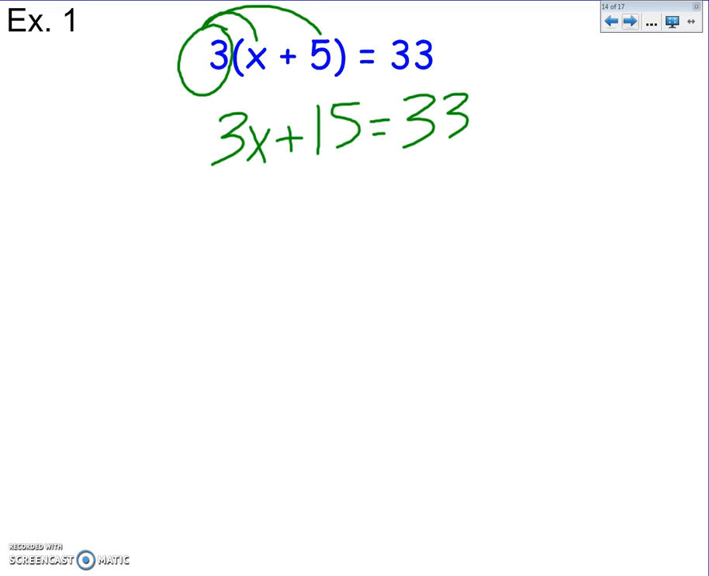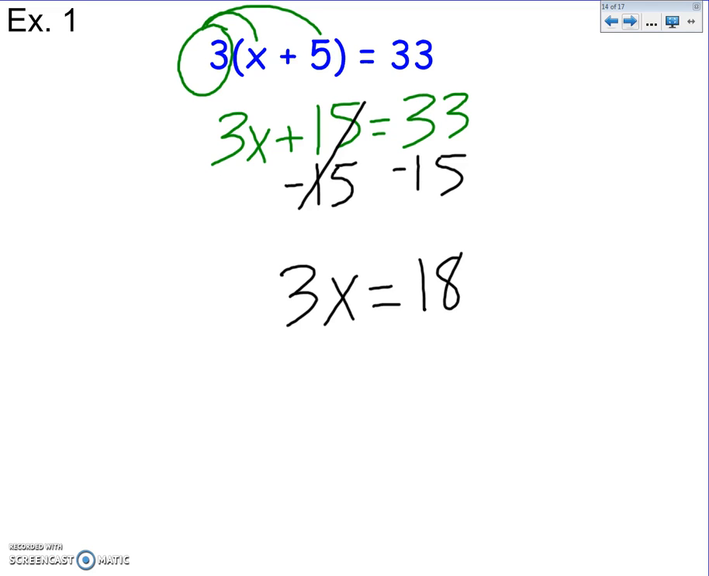So first you move the numbers that aren't attached to what you have. So I need to move that 15. So I will do the opposite operation. Since it's a positive 15, it's minus 15 to both sides. This cancels. I now have 3x equals 18. So that was step 4 once. Again, I need to isolate the variable. So I need to now move the 3. 3 is attached to x, that's multiplication. The opposite operation would be division. So I divide both sides by 3. Those cancel. X equals 6. This is a good answer because x is by itself.